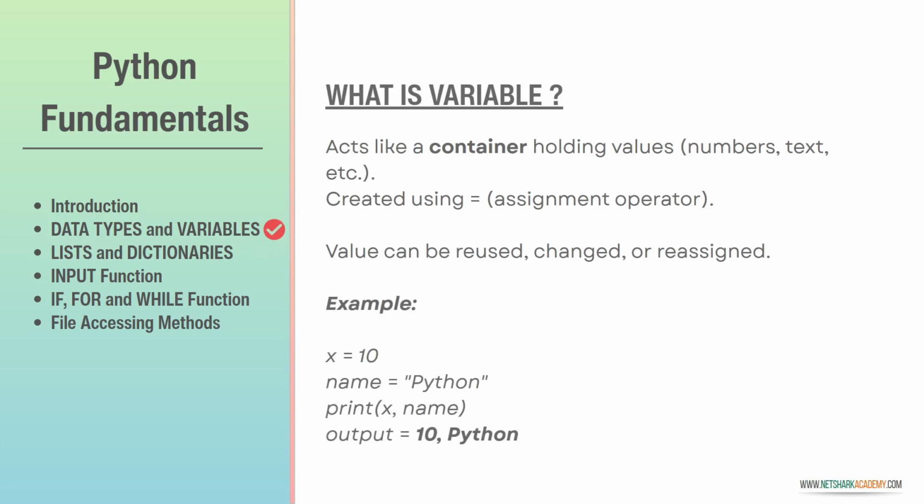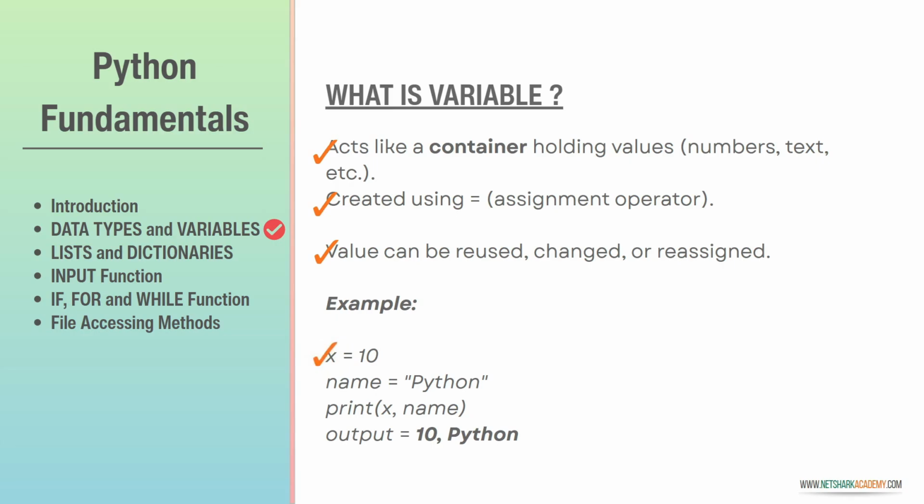What is a variable? A variable is basically a name or label that stores data in memory. You can think of it as a container that holds a value like numbers, text, or other types of data. Variables are created using the equal to sign, which is called the assignment operator. Once created, the value stored in a variable can be reused, changed, or reassigned anytime in your program.